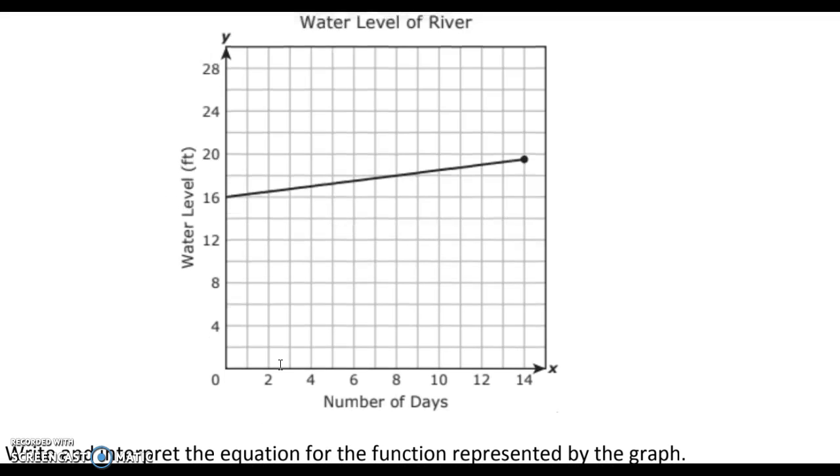Now we're looking at this. This one wants us to write and interpret what's going on. So we want to locate the y-intercept, which is 16. And 16 is where the water level started. Then we go on and we find another point. Another good point would be right here, which is 8, comma 18, because it's going by 2.